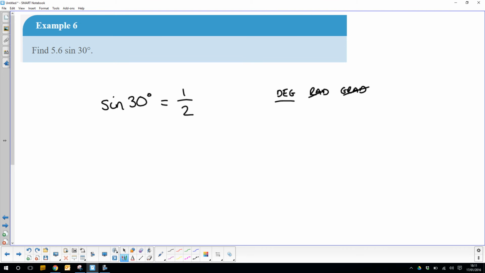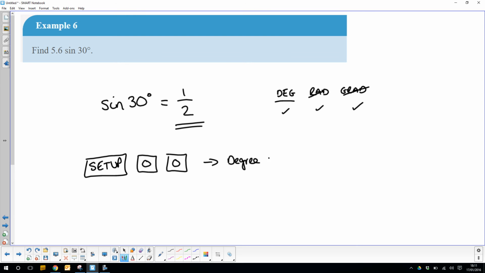Now, if when you typed in sine 30 and pressed equals it didn't say a half, the first thing you need to do is this. Or in the future, if things don't seem to be working out, you would do this. Press the setup button, then press 0, because 0 takes you into being able to select whether it's degrees, radians or gradians, DEG, RAD or GRAD, and then press 0 again, and 0 again will set your calculator to degree mode.